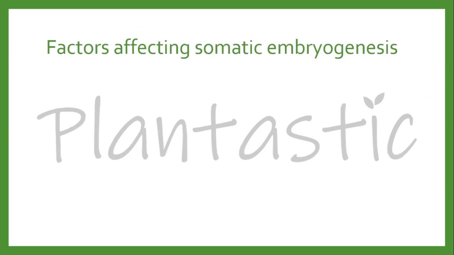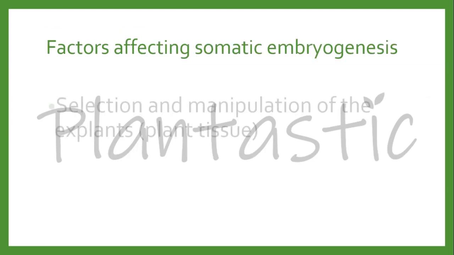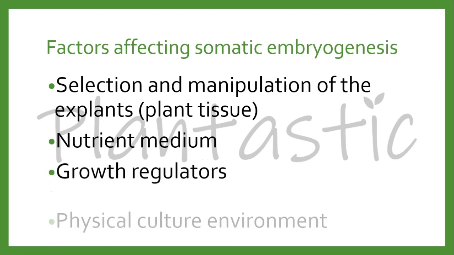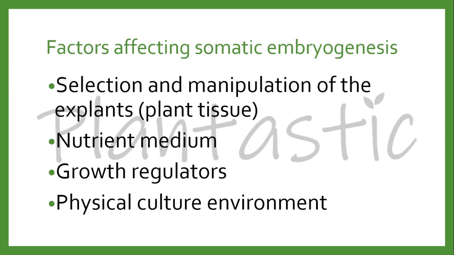There are several factors affecting somatic embryogenesis. First, the selection and manipulation of the explant, which is the plant tissue. This is because the regeneration ability of each explant varies. For example, leaf might be a better explant as compared to shoot. Secondly, the nutrient medium, followed by the growth regulator, and also the physical cultural environment.